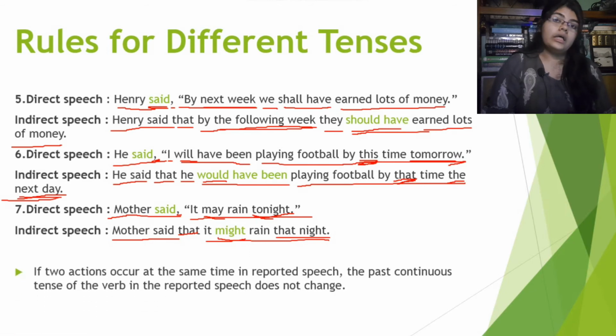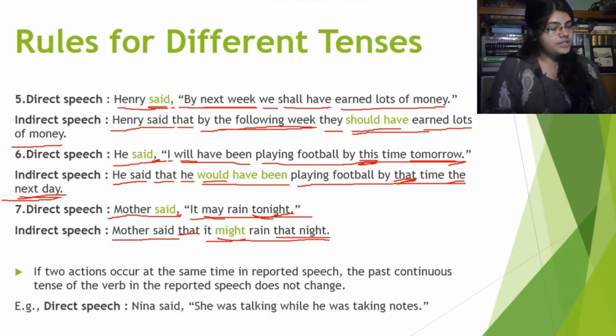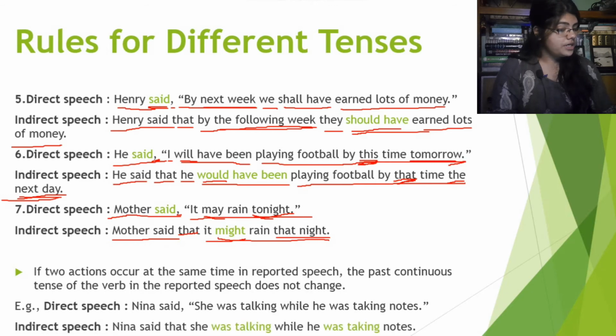Now there is another rule which is a short portion of the previous rule, which is connected to the previous rule. If two actions occur at the same time in reported speech, the past continuous tense of the verb in the reported speech does not change. Let me give you an example of it. Direct speech: Nina said she was talking while he was taking notes. In the indirect speech it will be: Nina said that she was talking while he was taking notes.